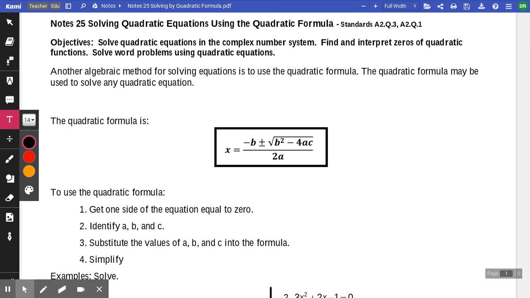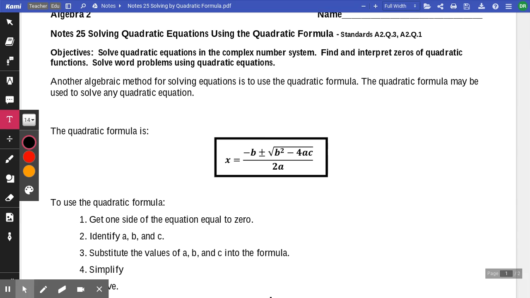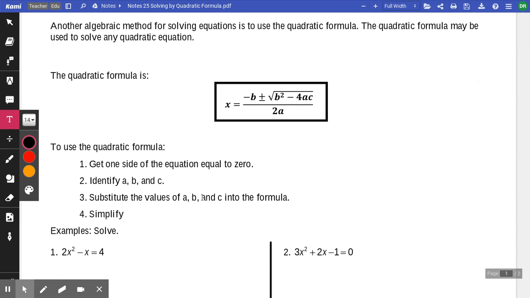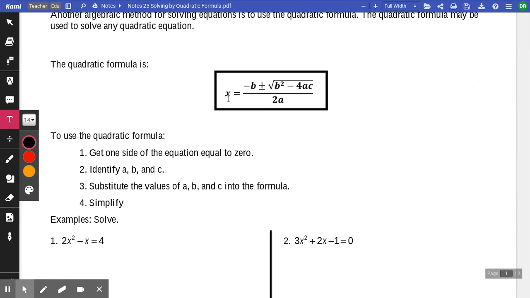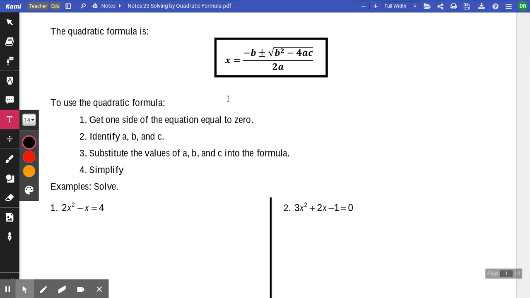So hopefully by the end of this lesson, not only can we find solutions, but maybe even tie in what we've done in the past with looking at the graphs of these quadratic functions. So let's go ahead and jump into looking at the formula here. You notice we're solving for x, which was always true. Our solutions on the graph are x-intercepts. And all we have to do is simply substitute values of a, b, and c.